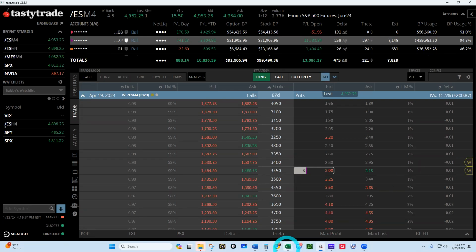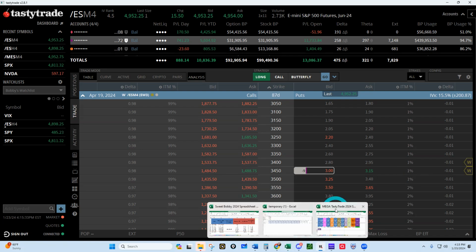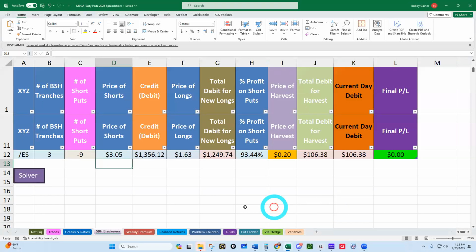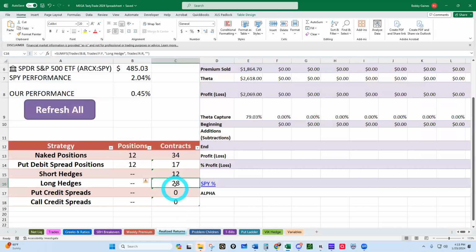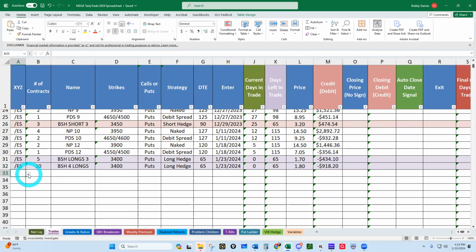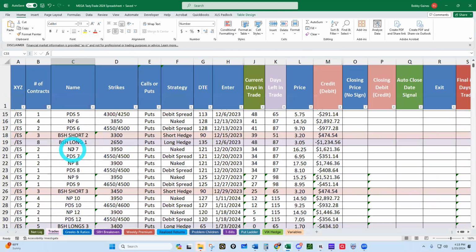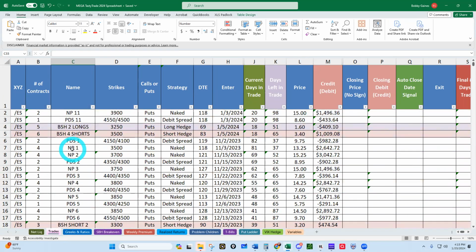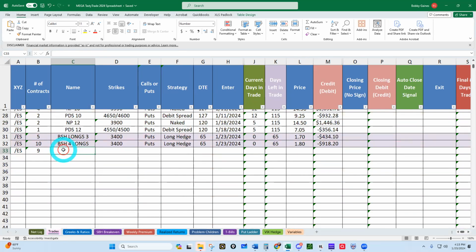So now our little thing has, let's see, our longs to our short ratio. Look at this, y'all. Oh, well, I didn't put the shorts in. So you got to put the shorts in. So let's do that real quick. Yes. So we sold 9 shorts. So we'll call this what? BSH 3, 4, BSH 5.